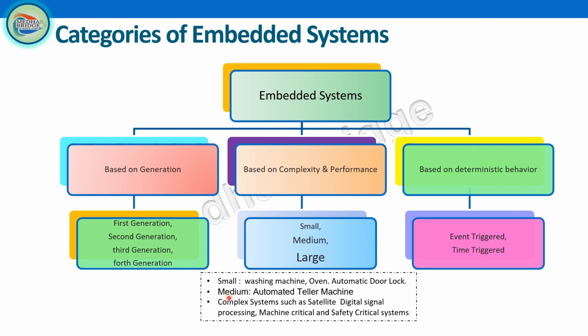For example, washing machine, oven, automatic door lock are small embedded systems. Medium: automated teller machine is a medium-sized embedded system. Look at complex systems like a satellite, digital signal processing, mission critical and safety critical systems. These are all considered large and complex types of embedded systems.